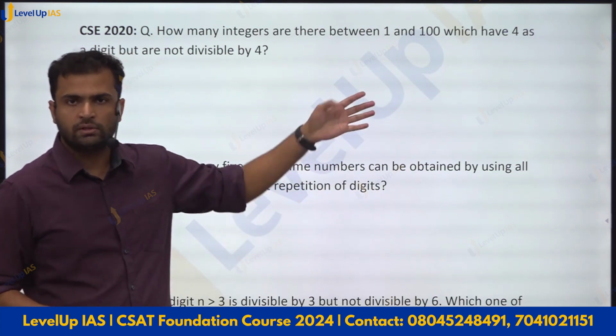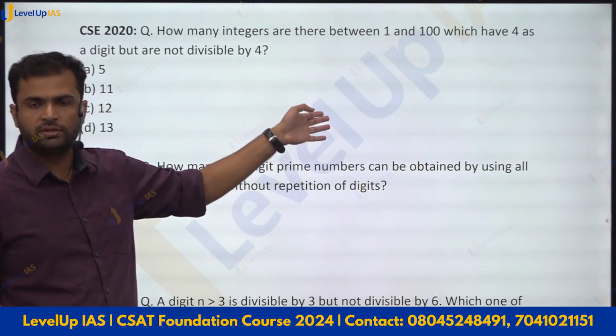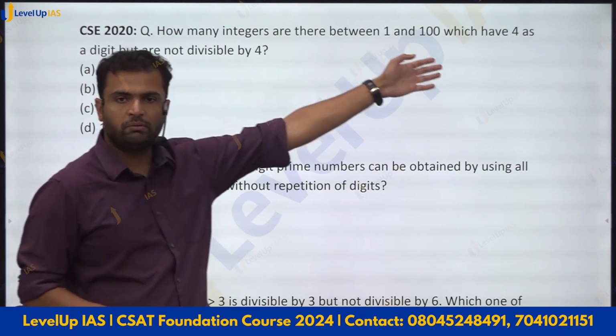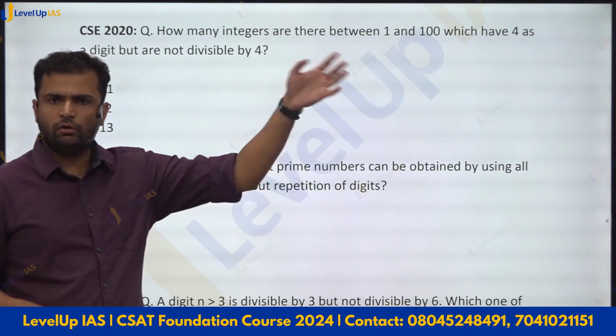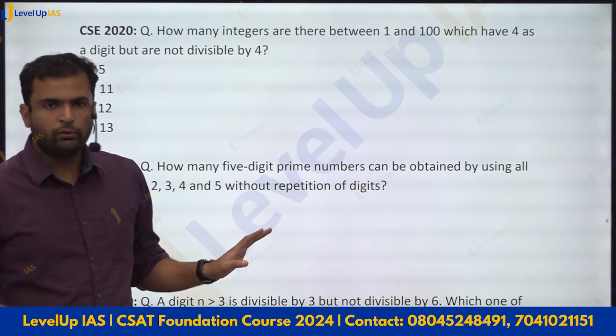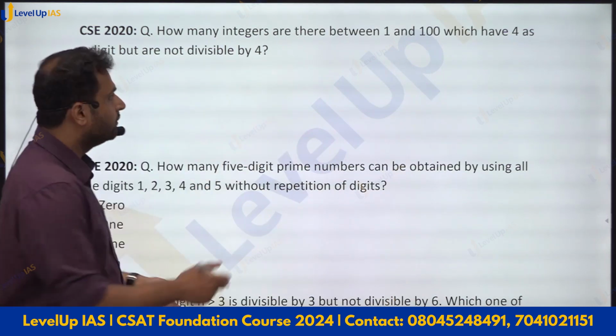First time 4 arrives is in the number 4 itself, but it is divisible by 4, so we don't want that. Then we go 5, 6, 7, 8, 9, 10, no 4. Then the next 4 is at 14.